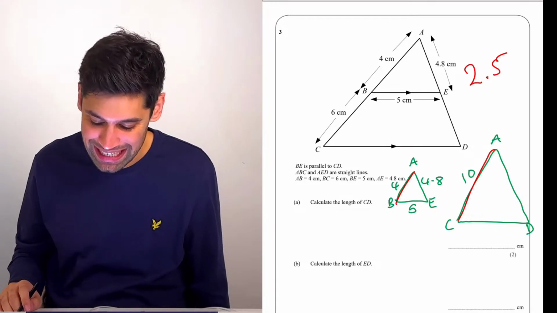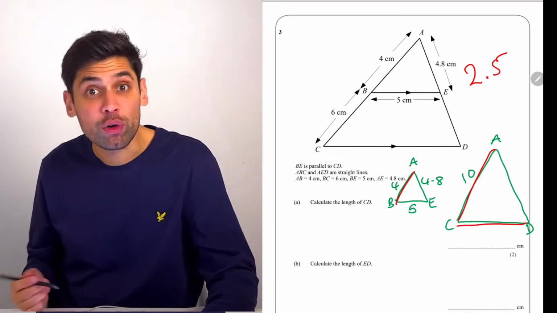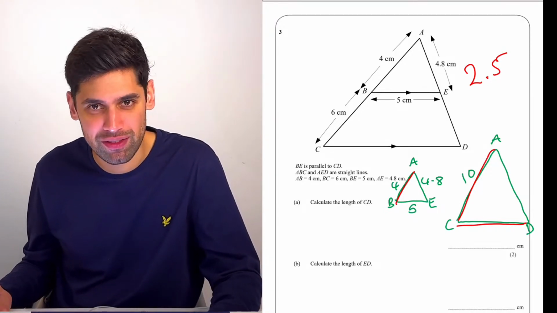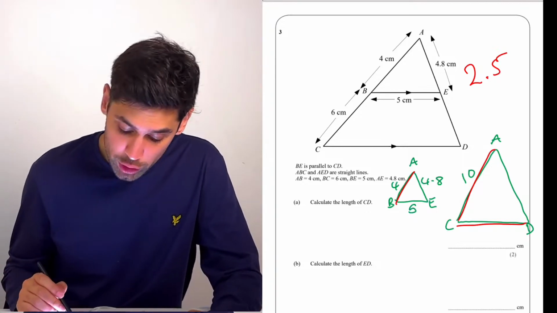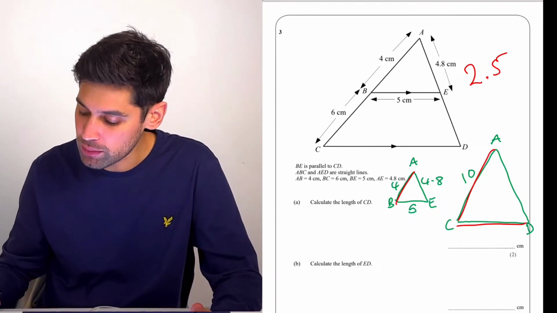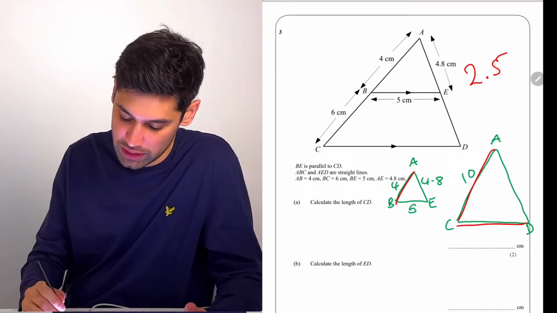Calculate the length of CD. So that's this base length here. I've just noticed the very Christmassy colours I'm using, red and green. So I hope you're feeling very festive this festive season. I certainly am with these similar shapes. So the smaller shape equivalent length is a length of 5. So we're going to do 5 times 2.5, which gives us 12.5 as the length of CD.